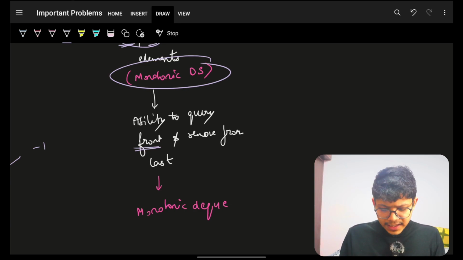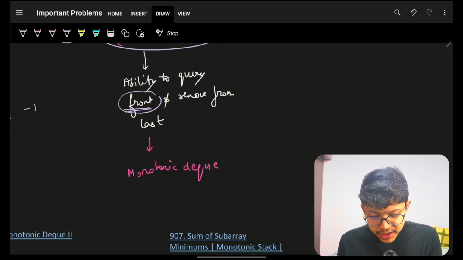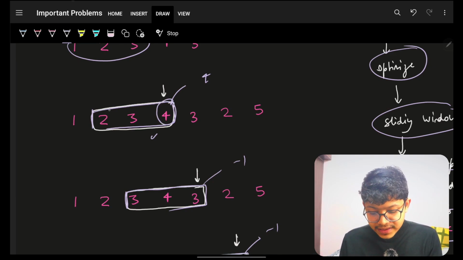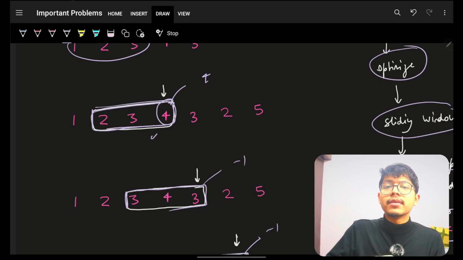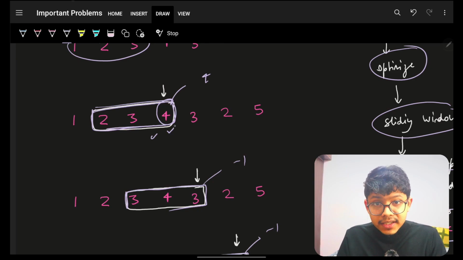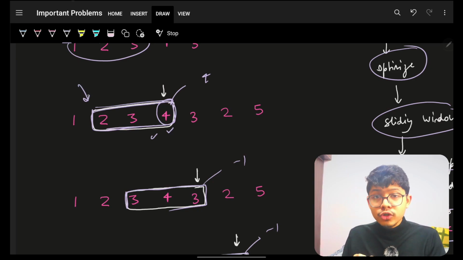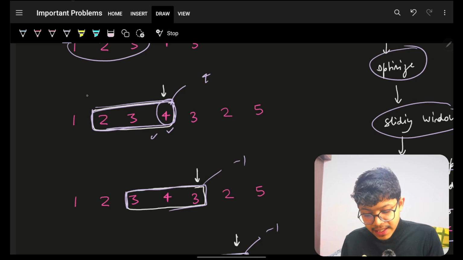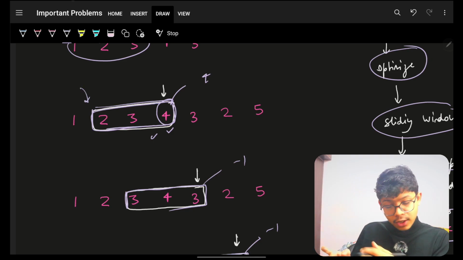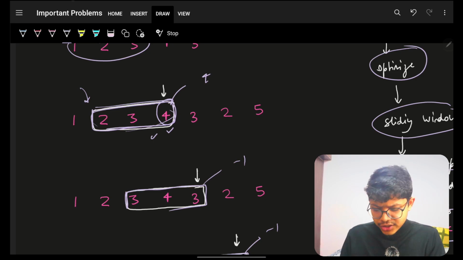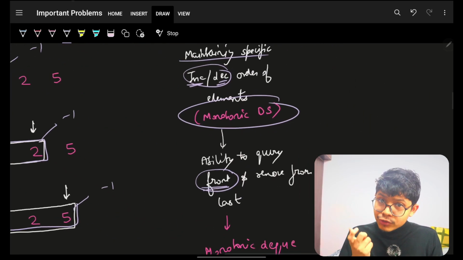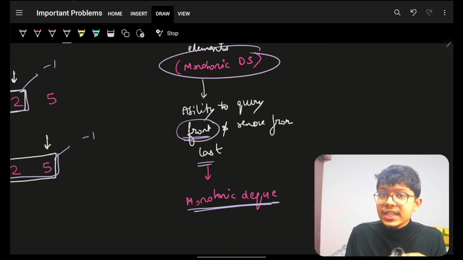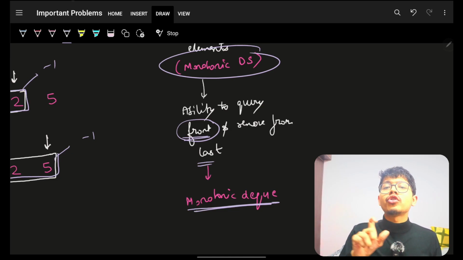Let's see the operations. Obviously we have the operation to query the front. Why query the front? To know, for this subarray, what is the maximum element. I should also be able to query and remove or pop elements from the back. So I should have the ability to look at the back of my queue or data structure and remove the element also. In this case, a deque is the best choice. Because of these two operations, I can use a simple monotonic deque.